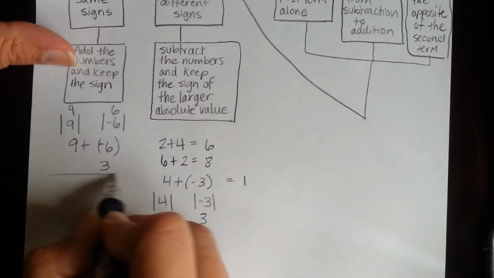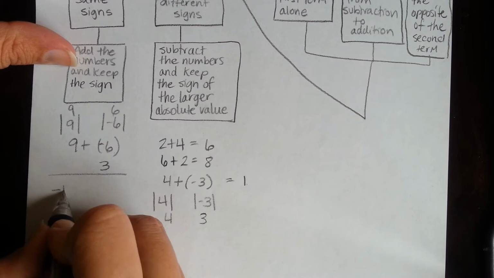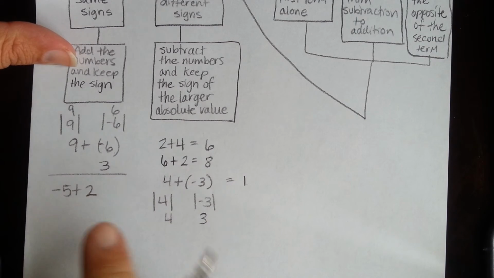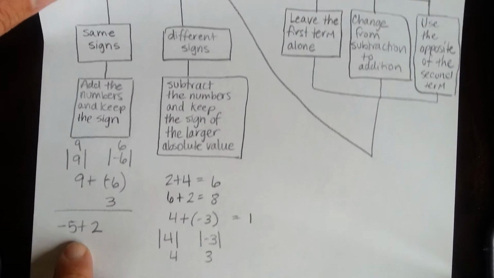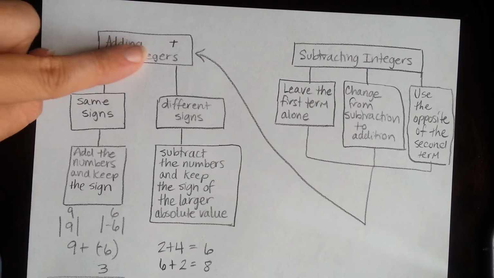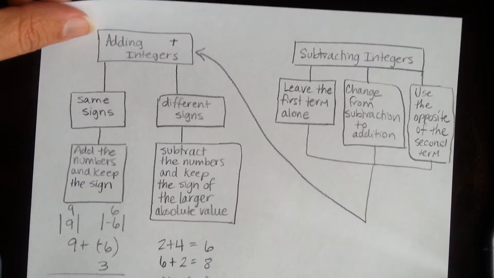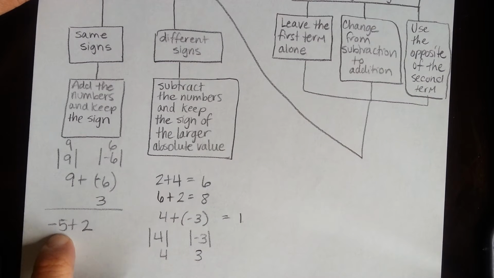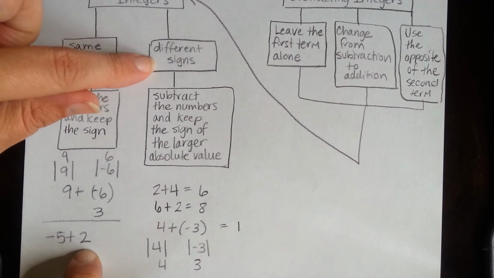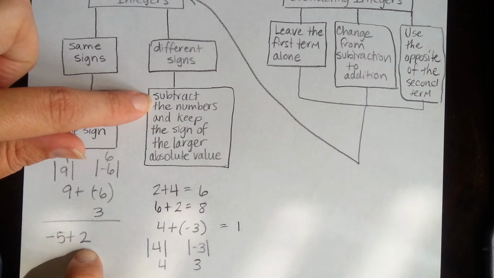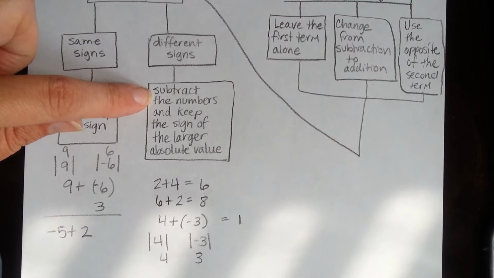Let's do another example. Negative 5 plus 2. This is an addition problem because it has an addition sign. We have a negative 5 and a positive 2, so those are different signs. We want to subtract the numbers and keep the sign of the larger absolute value.